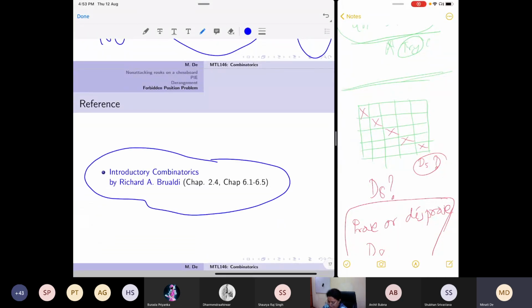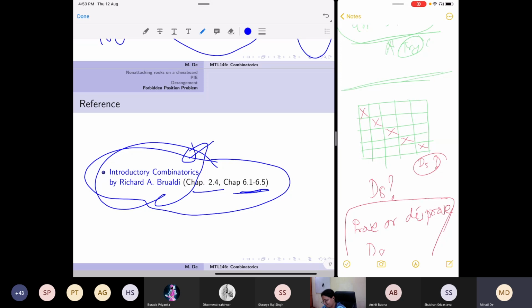Now, there is one reference for all the things which I covered today: Chapter 2.4 from this book and chapter 6.1 to 6.5 from the same book. I think this book we also followed during our discrete mathematical structure course. Any other question? Thanks, Dharmendra. This is a nice question.